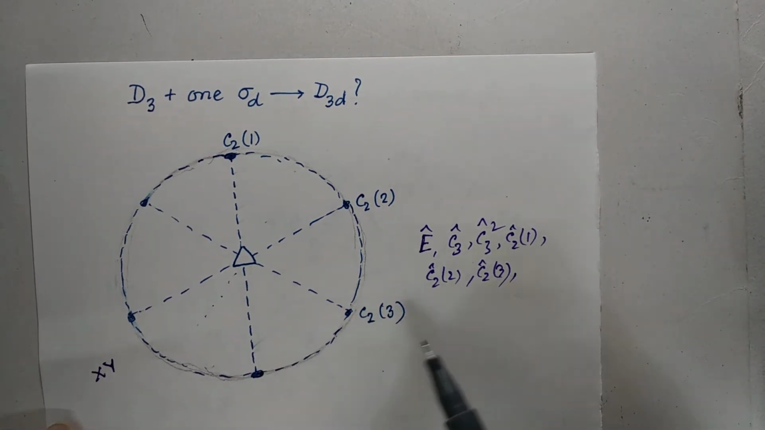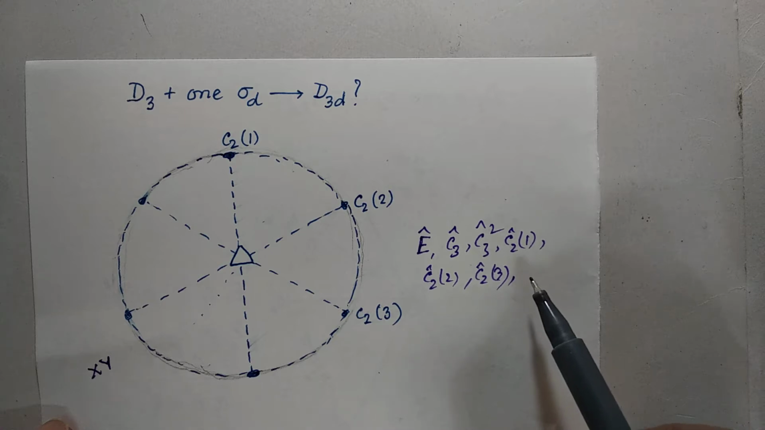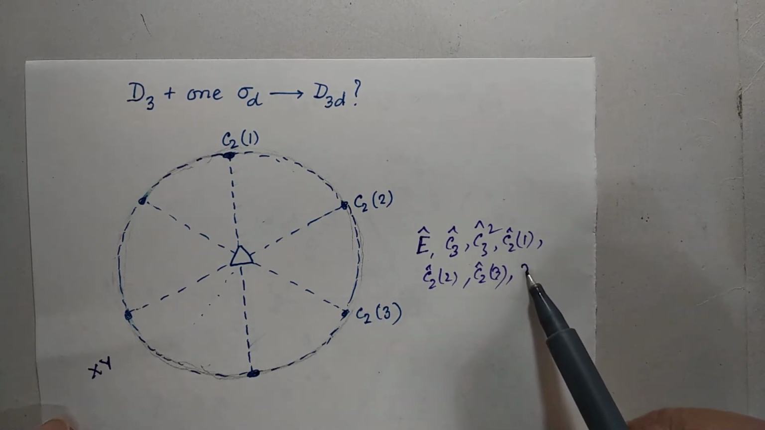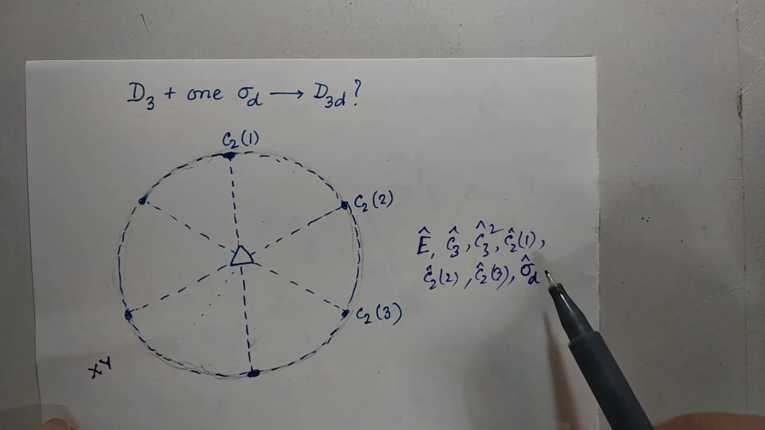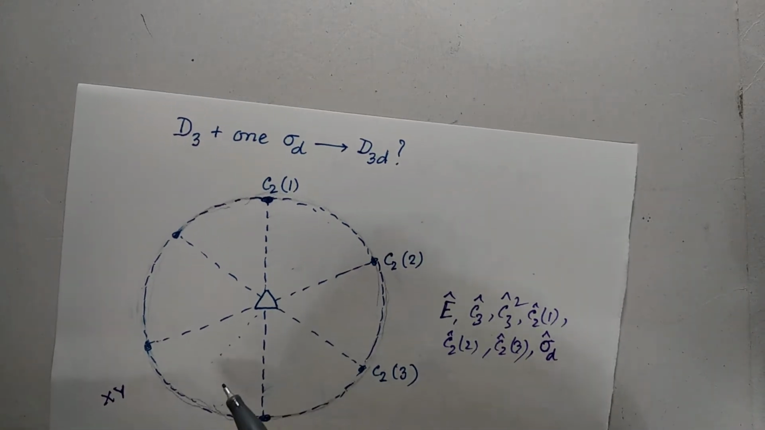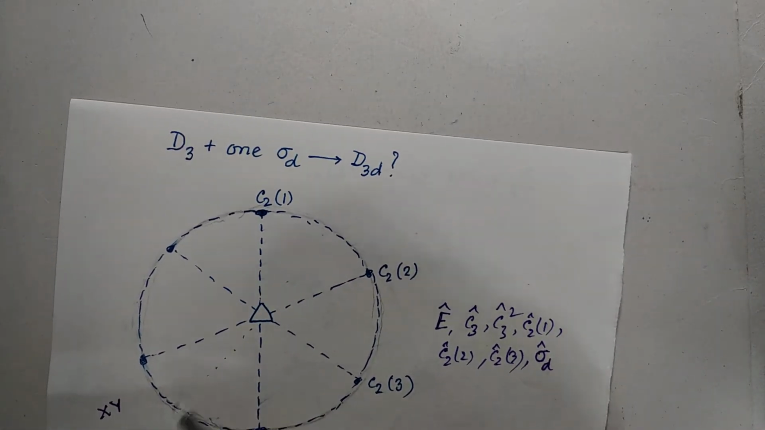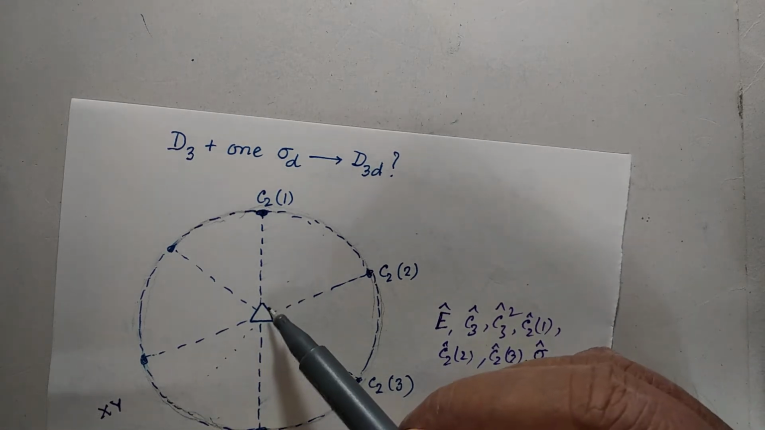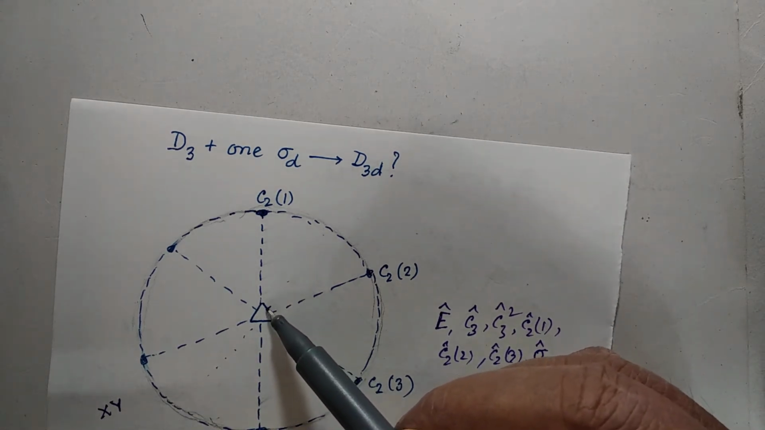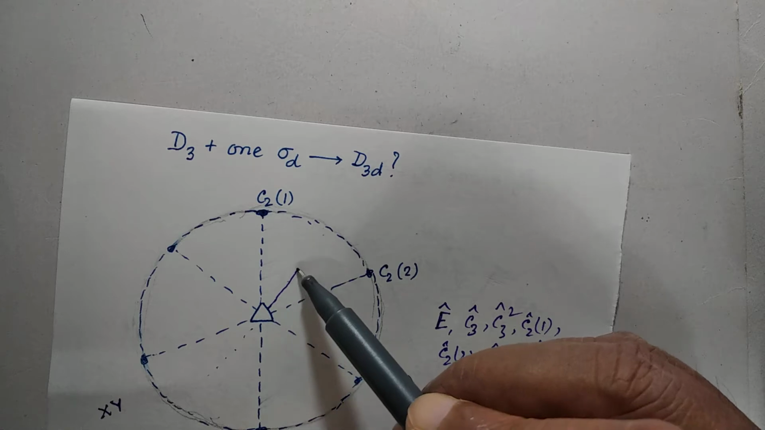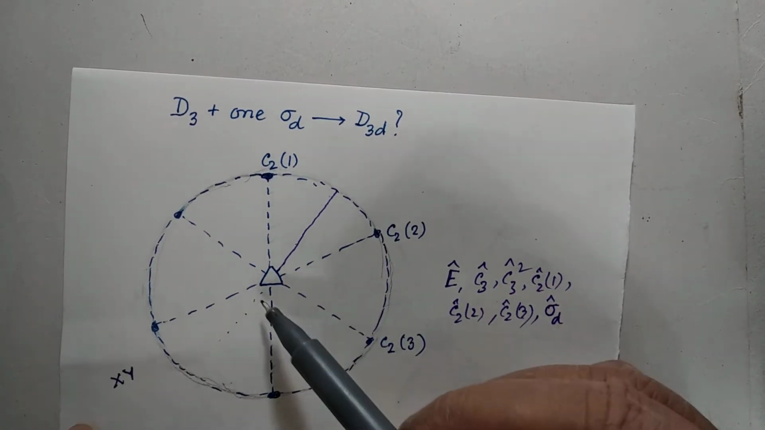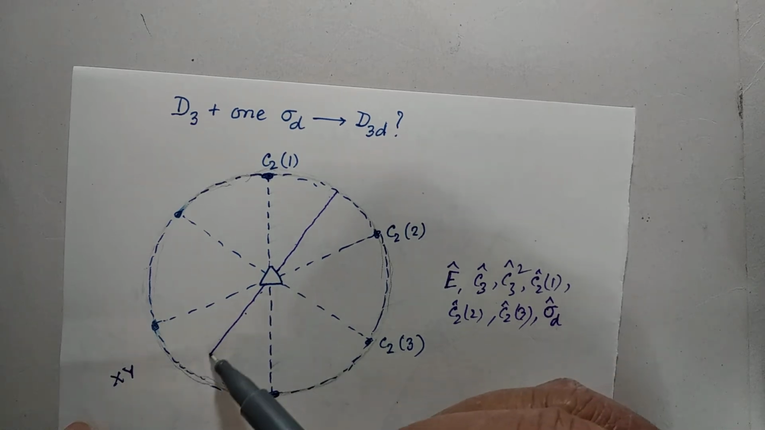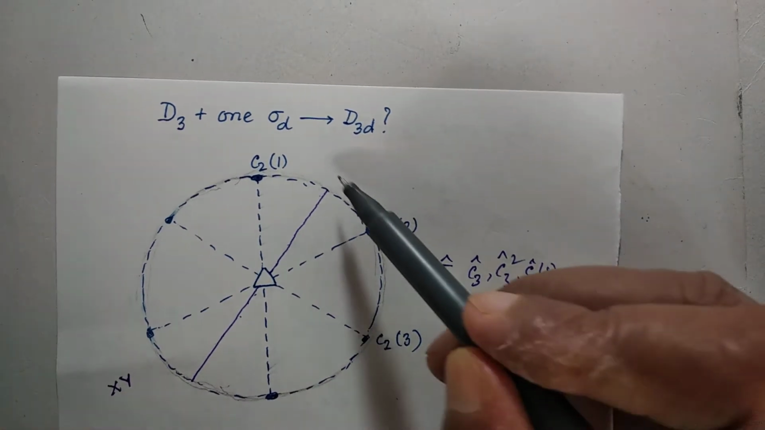Let us now see what happens if we add just one sigma D operator, one reflection operator on a dihedral plane. Suppose we are adding a dihedral plane. A dihedral plane bisects the angle between adjacent C2 axes. So this is one sigma D plane.